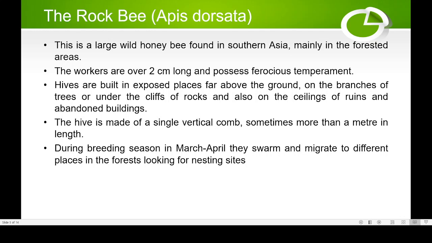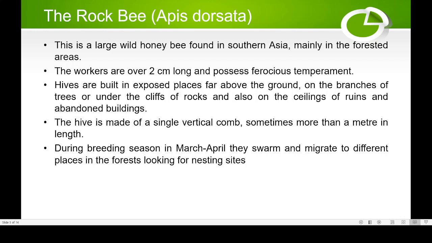And one important feature is that it attacks easily. It has a ferocious temperament. If you disturb the hive of a rock honeybee, most of the time they will attack you. So that is one problem with the rock honeybee. It is very aggressive, with a very ferocious temperament. It can attack very easily.